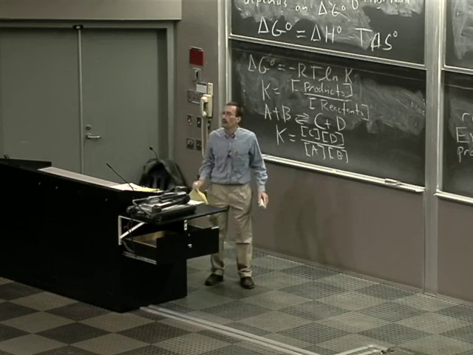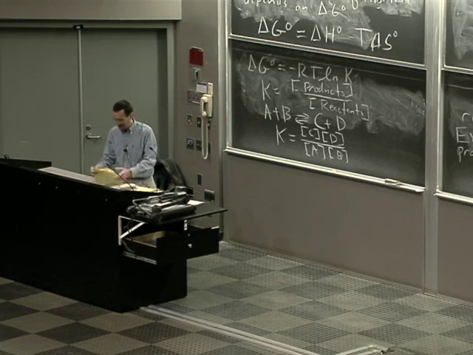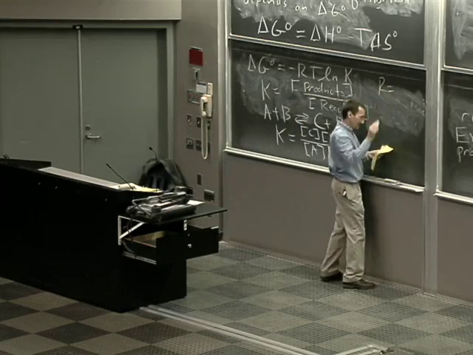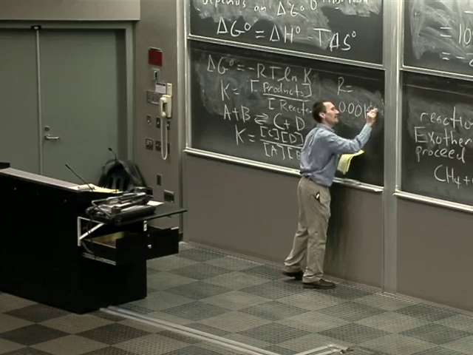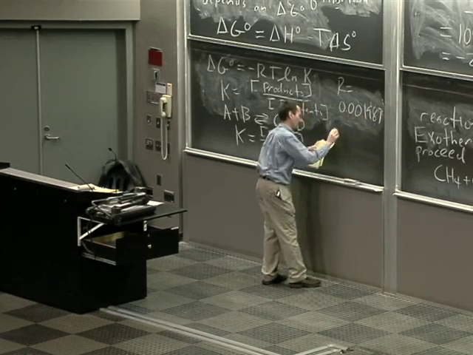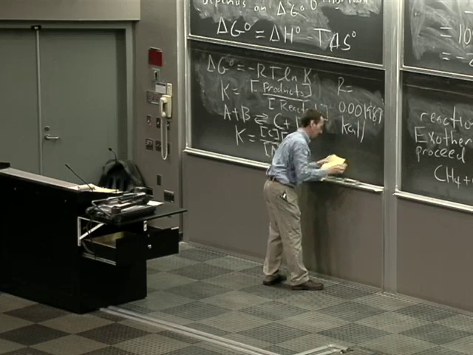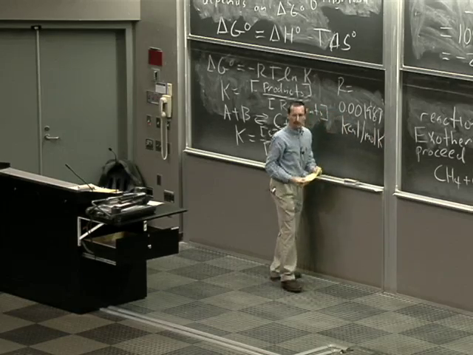Pardon? Which R? The universal gas constant. You mean what value? R is equal to 0.001987 kilocalories, because as I said, I'm a kilocalories kind of person, per mole Kelvin.